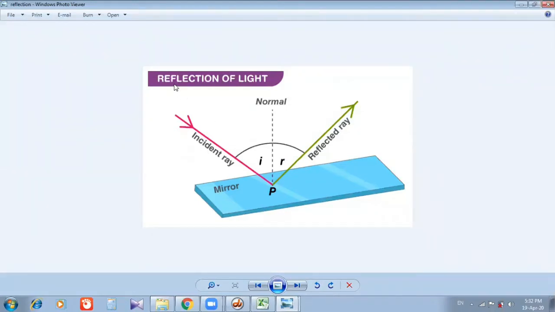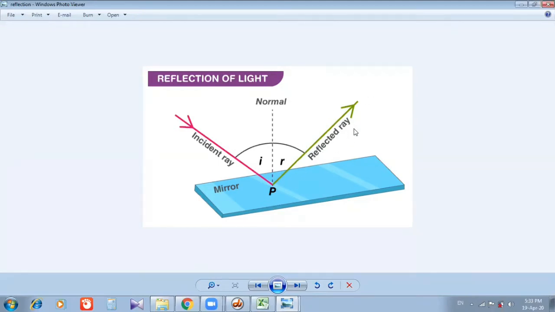See, this is the diagram of the reflection. Reflection, R-E-F-L-E-C-T-I-O-N. What happens here? A ray of light strikes some object. Now here it is a mirror. When it strikes any surface, it is bounced back in some other direction.